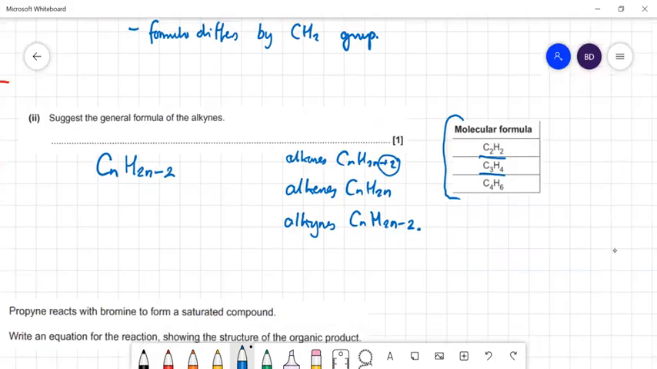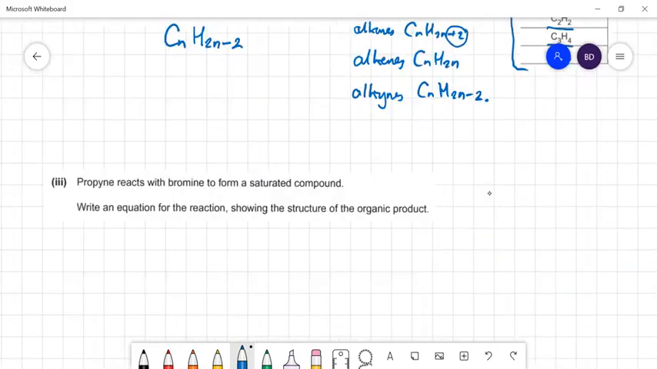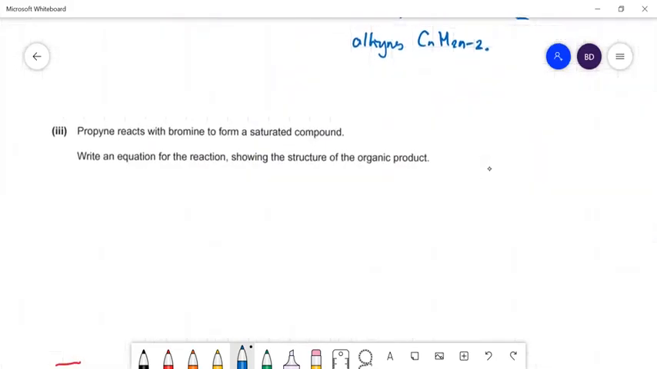Okay, I think this is the last question. Propyne reacts with bromine to form a saturated compound. Write an equation showing the structure of the organic product. Okay, so propyne, you've got 3 carbons there. And between 2 of them, you've got a triple bond. So that's going to be CH there. That carbon has got no hydrogens on it, and this one has got 3.